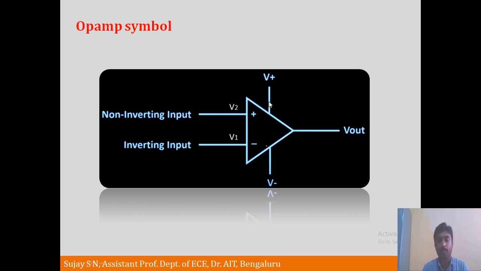And I said we have 2 power supplies here, V plus and V minus. Sometimes we are going to write this as VCC and V minus as VEE. And Opamp will be having single output terminal, that is V out.